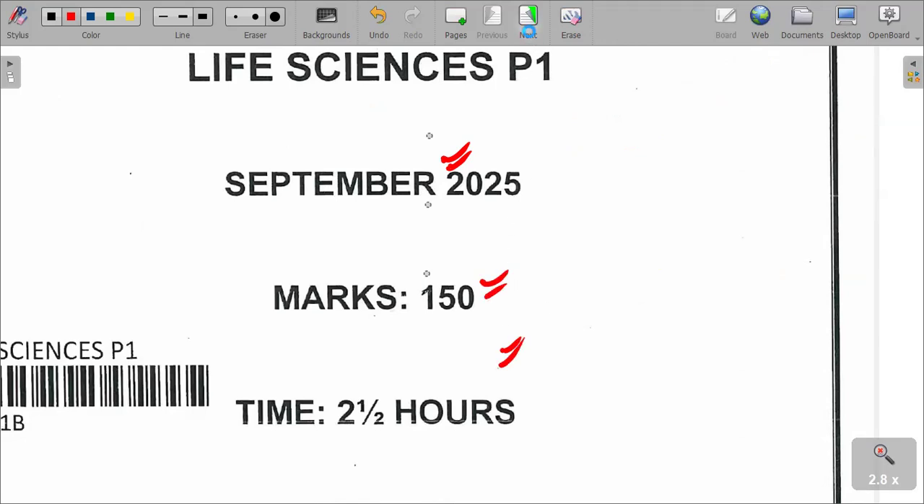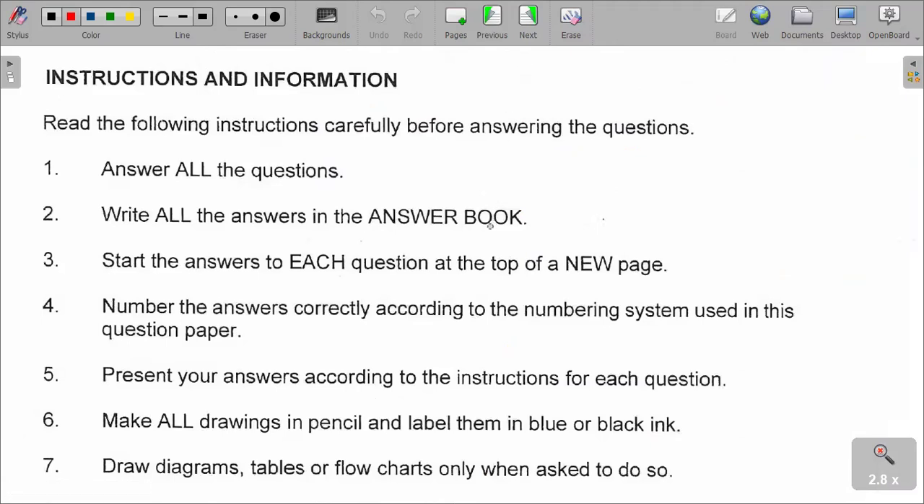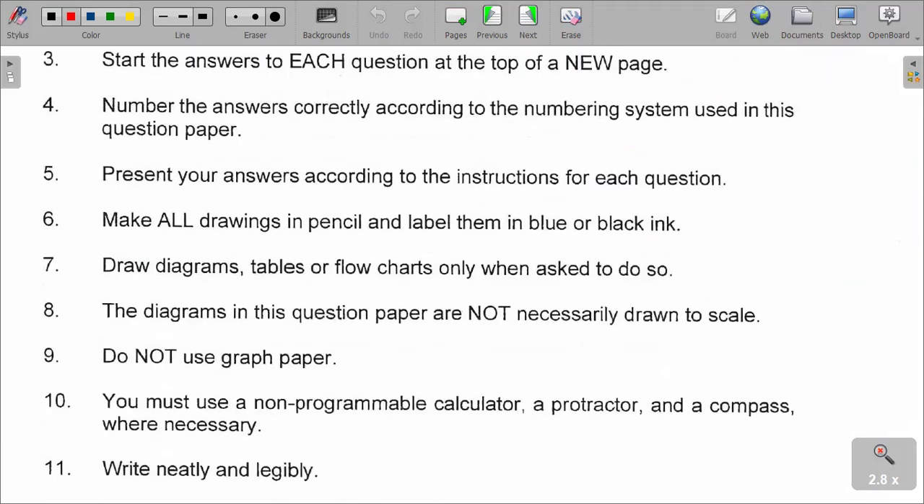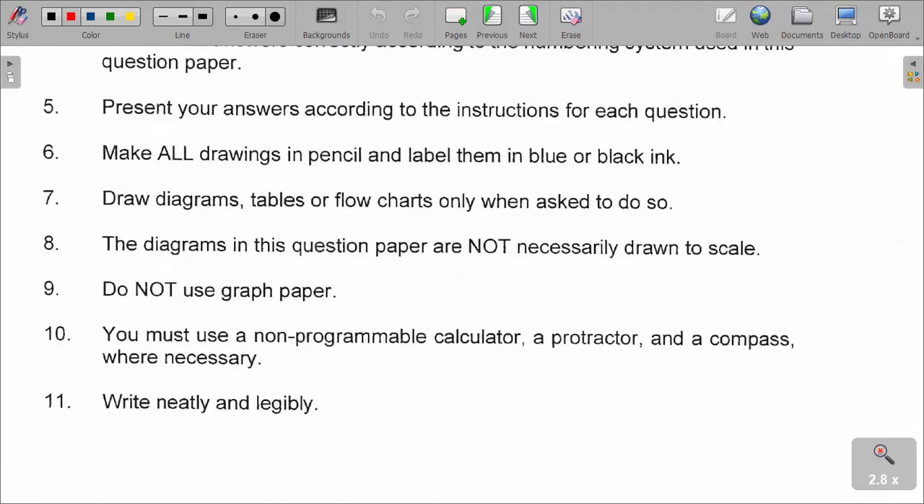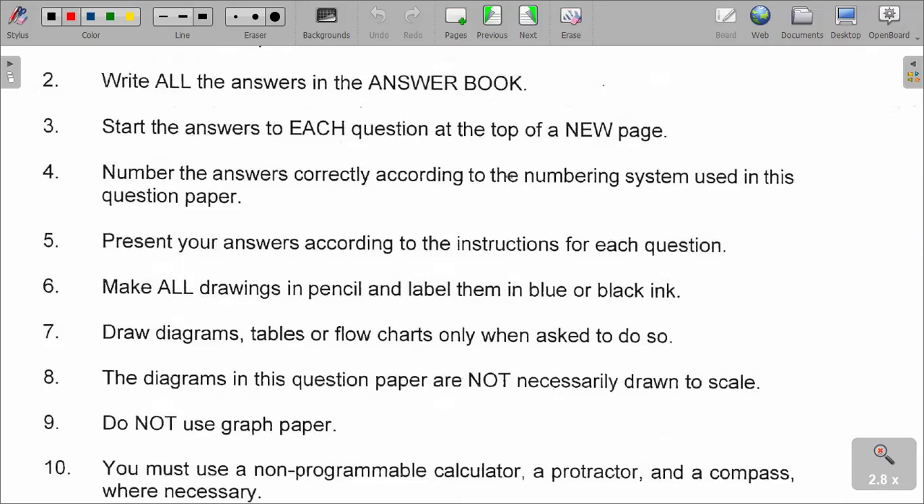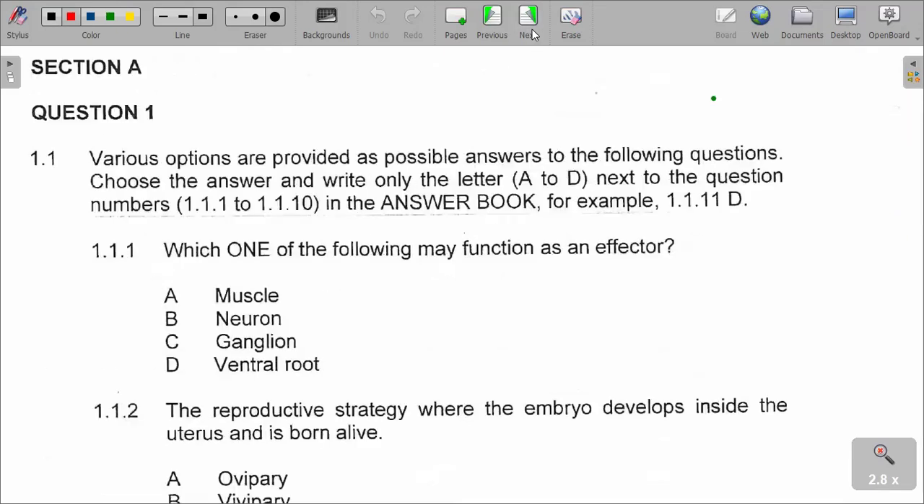So let's just go through the instructions. I'm sure, Grade 12 learners, I can't read through the instructions with you. But you know the instructions are always to be read before answering any questions. Always understand that you follow instructions as they are given. So we go to Section A. Section A is multiple choice questions.